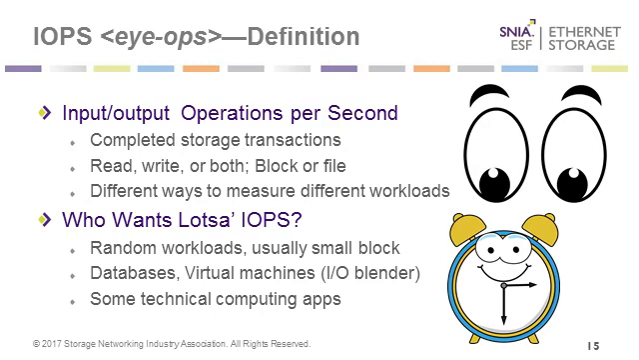There are different ways to measure different workloads. IOPS is usually how you measure small transactions, especially random storage transactions, whereas if you're measuring large or sequential workloads, usually you use throughput or bandwidth or megabytes per second. Who would want lots of IOPS? What kinds of workloads want that? It's usually a random workload, and it's usually with small transactions.